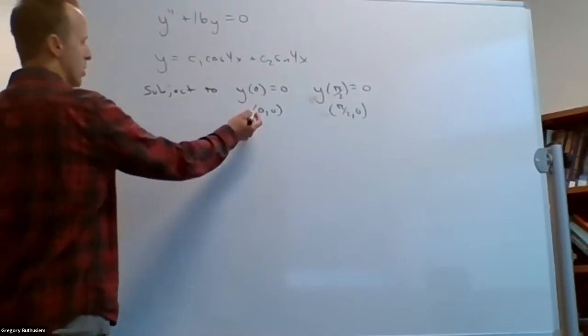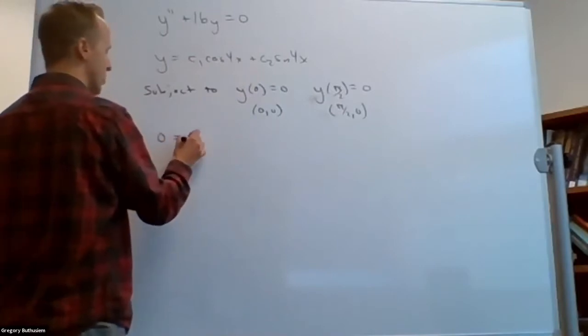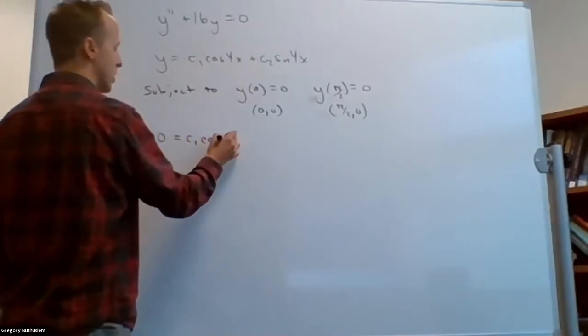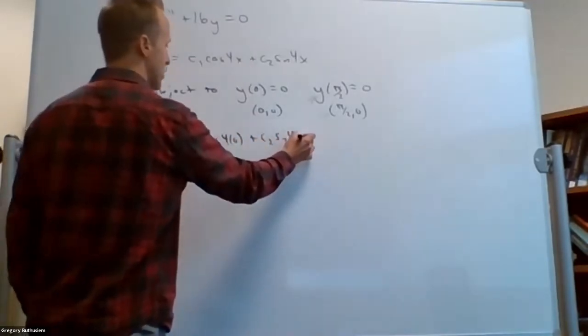All right, so let's look at the first one. If I plug 0 in for y and 0 in for x, what happens? I get 0 equals C1 cosine of 4 times 0 plus C2 sine of 4 times 0.